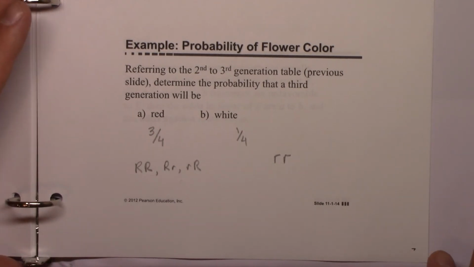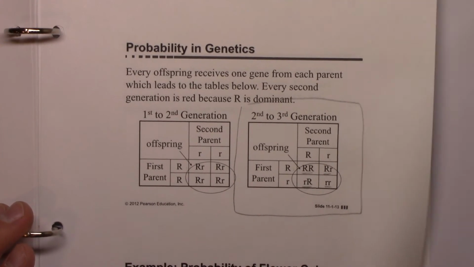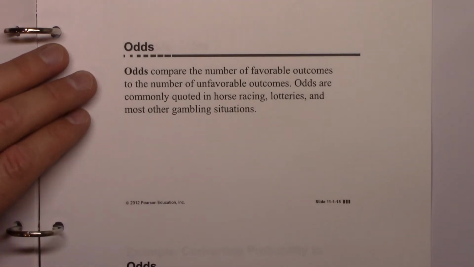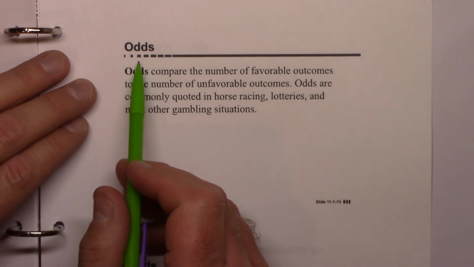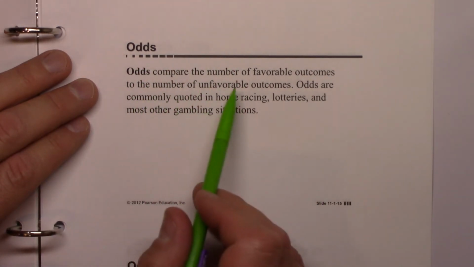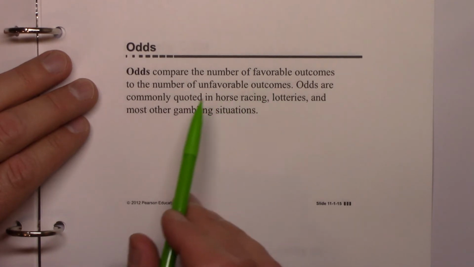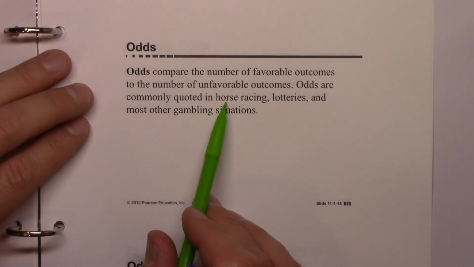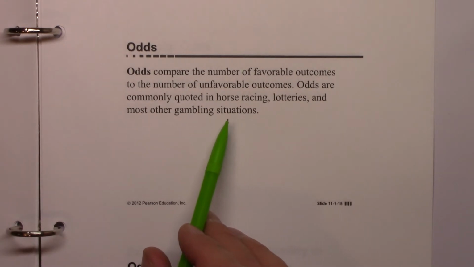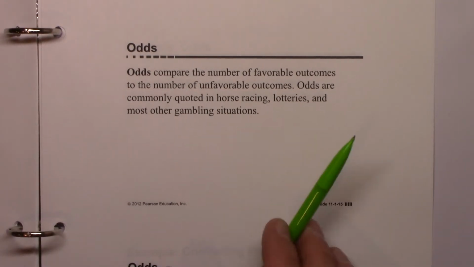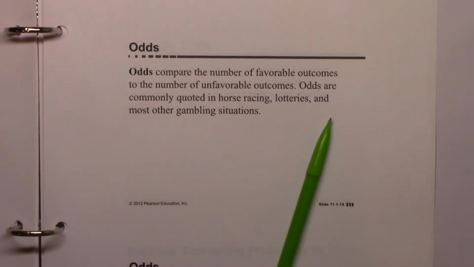All right, we've got one more concept to deal with in section 3.1. It's going to start at the top of page 8, and we're going to talk about the odds of an event. Odds compare the number of favorable outcomes to the number of unfavorable outcomes. Odds are commonly quoted in horse racing, lotteries, and most other gambling situations. You'll often hear people talking about odds in real life rather than probabilities. They'll say, what are the odds of this? What are the odds of that? It gives us the same type of information as probability. It's just presented a little bit differently.